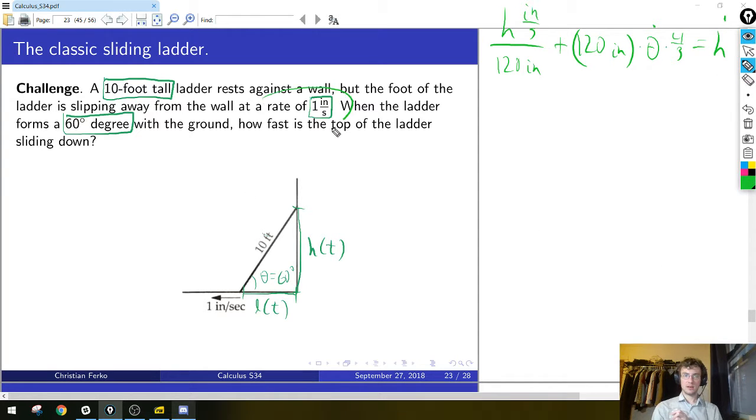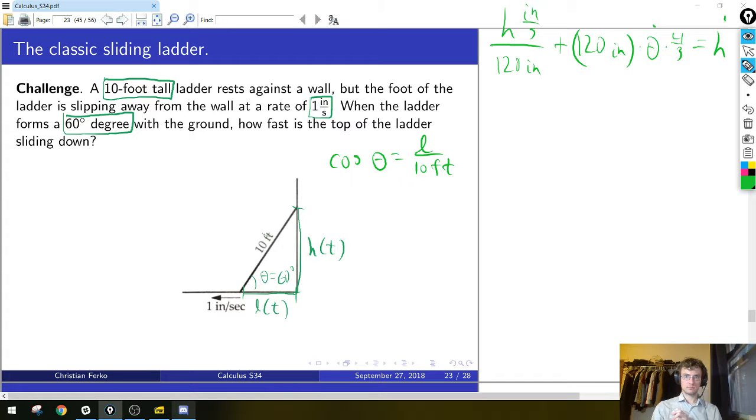So we know L dot, right? We know L dot at the time in question is 1 inch per second. So can you write down an equation that involves only theta and L and constants that we can differentiate and use to figure out theta dot? Cosine theta equals L over 10. Good. So the derivative of this is what?